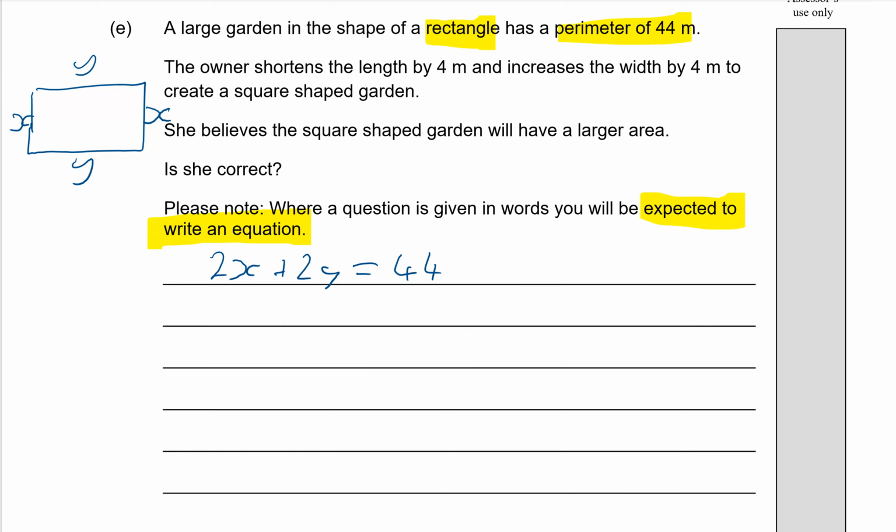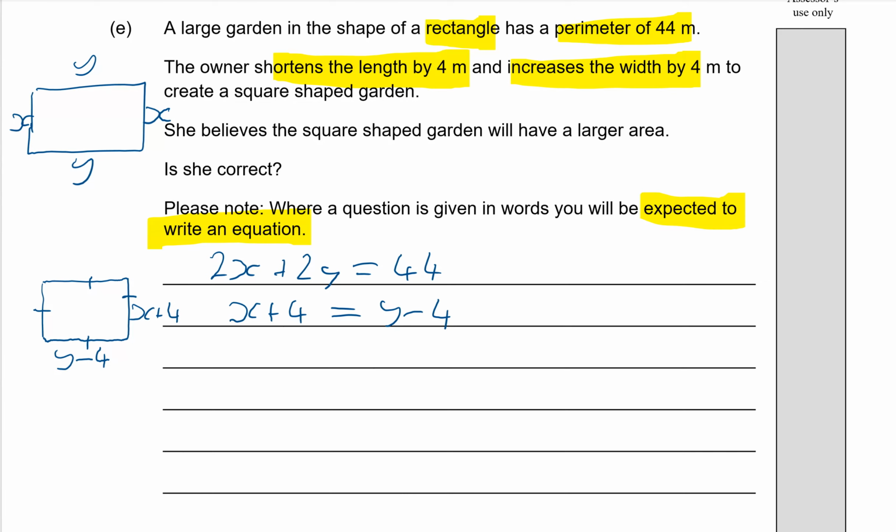But what happens then? The owner shortens the length by 4 and increases the width by 4 to create a square-shaped garden. I'm going to draw this as well. So now it's turned into a square. And this here is y minus 4. But the width has been increased by 4. And they're now the same because it's a square. So all the lines are the same length. So let's try to write this down as an equation. We now know that x plus 4 must be the same as y minus 4.